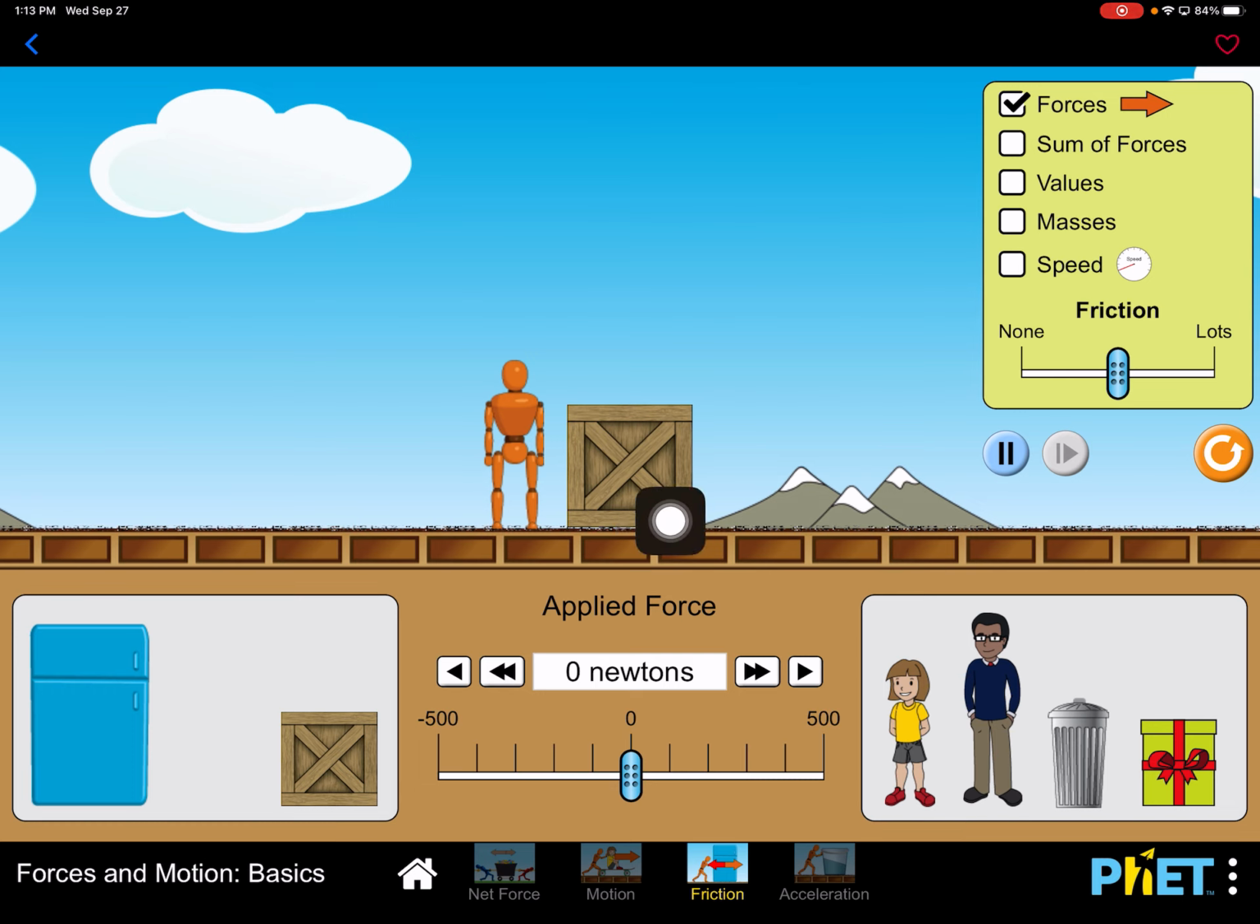What would happen if I put glue underneath that box? The static forces go up. Yep, exactly. So the static friction force would increase.